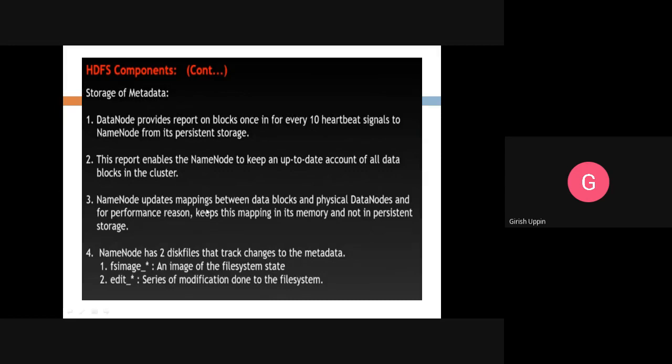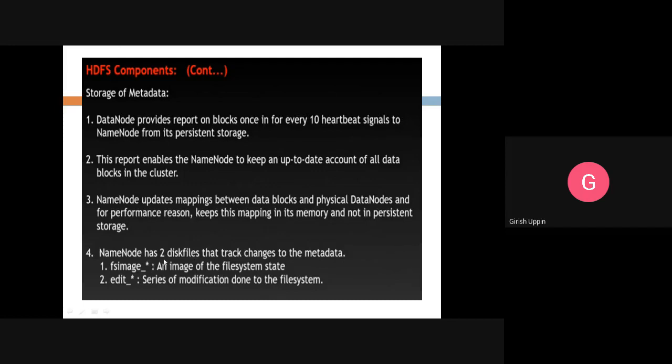The name node updates mappings between the data blocks and physical data nodes, and for performance reasons keeps this mapping in its memory and not in persistent storage. So I told you all this metadata resides in memory so that it is faster. It will not be in the persistent storage.